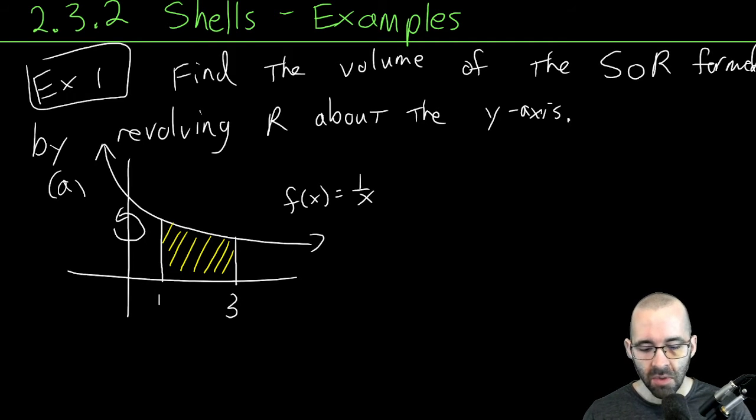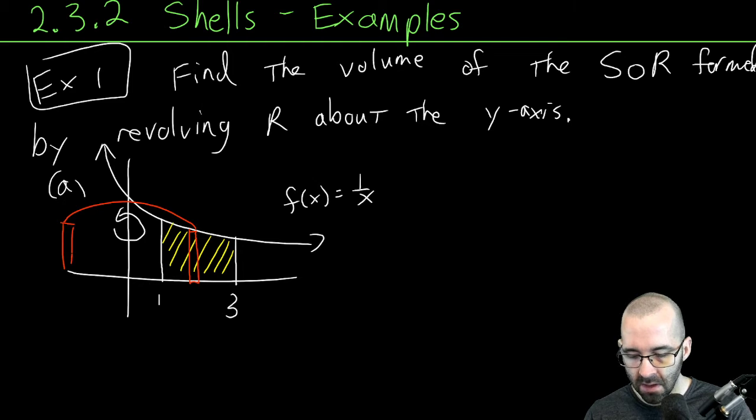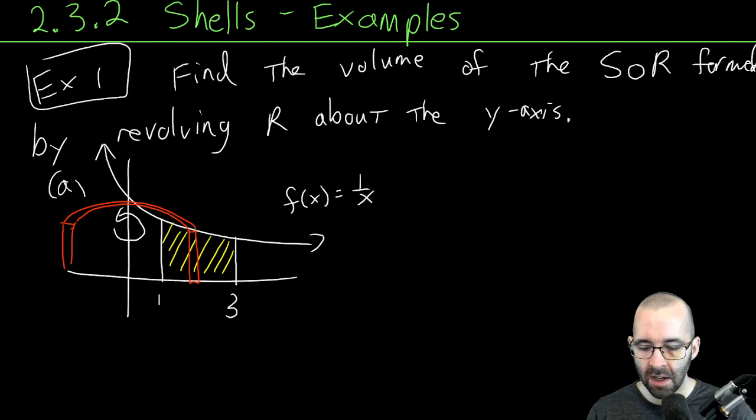But let's see what happens if we use the shell method. So the shell method says, okay, let's revolve each one of these little guys about the axis and get that shell shape, right? That's what we're doing. Rotating it around this way, finding the volume of one of these little shells and adding them all up.